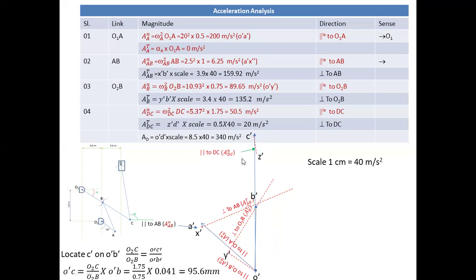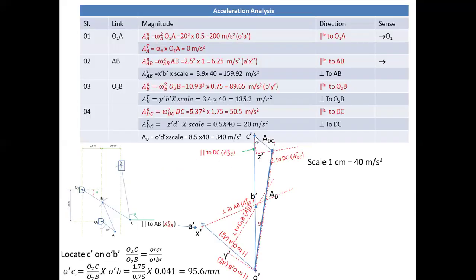The parallel component, that is the normal component of acceleration CD, has magnitude 20 meter per second square. That means this line is 0.5 centimeter. Again, draw a perpendicular component, and then one more component, that is a straight line. Okay, so this is perpendicular to CD, which we can plot. Okay, and this is a vertical line. The intersection of both these lines will define the orientation of D dash. So just plot that D dash, and connect D dash and C dash.